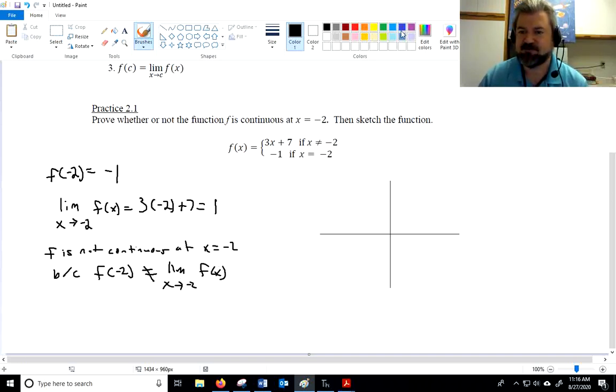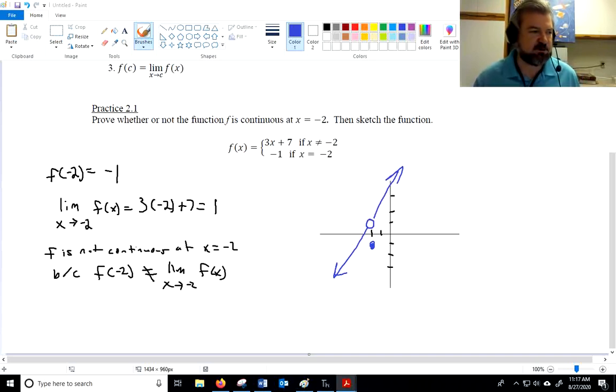Let's graph it. So at -2, we found a function value of -1. So that would be right here. But the rest of the function was approaching a +1. And that's just a line with a slope of 3 that goes through 7. I think this is close enough for a sketch. And I think you can see the discontinuity.